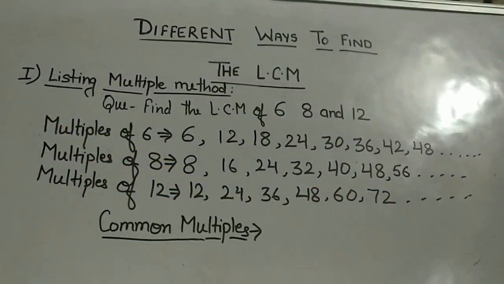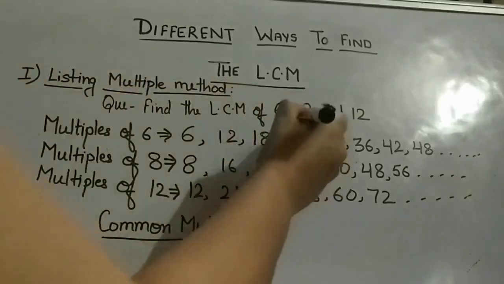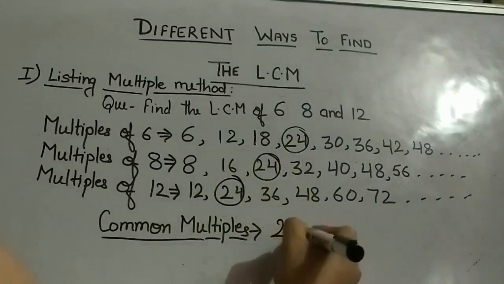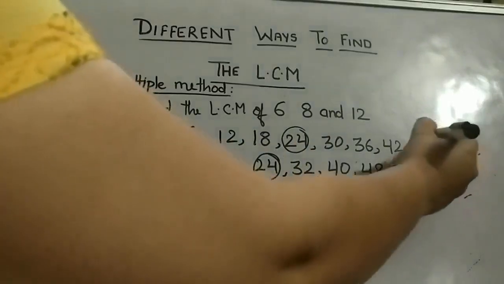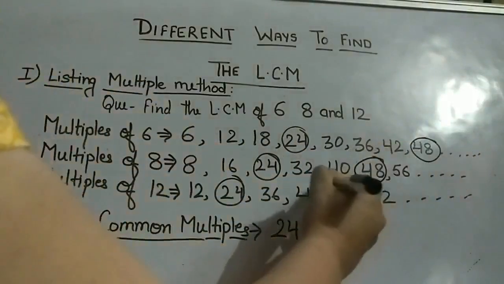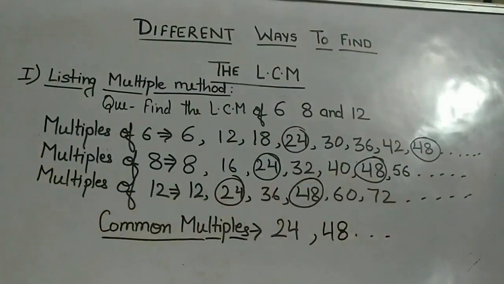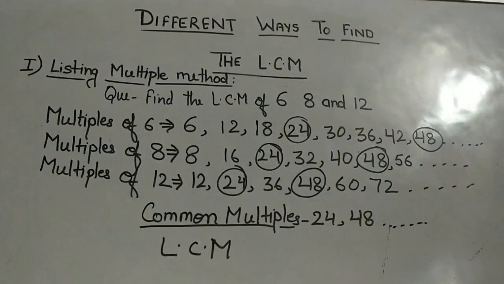Now the next step is to identify the common multiples. So we'll find the common multiples. See the 24, 24, 24. So the first common multiple is 24. Like this, 48, 48 and 48. Our common multiples are 24 and 48 and so on.